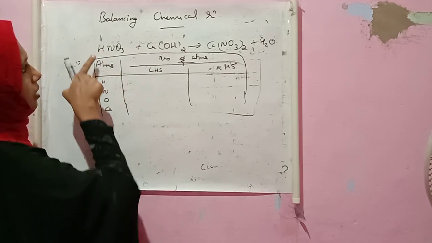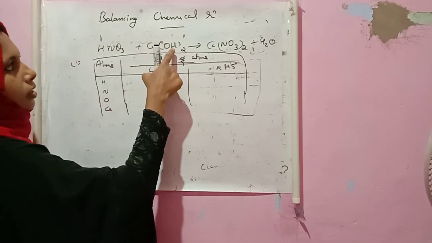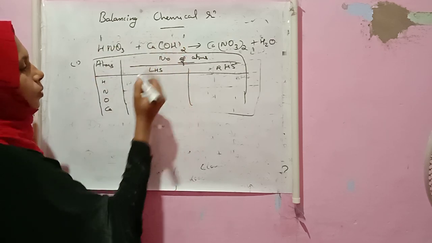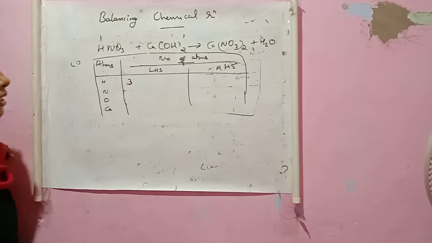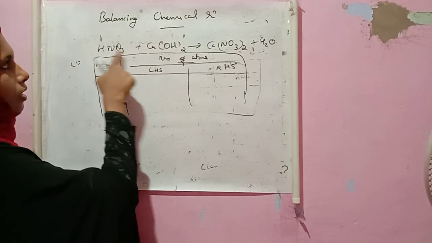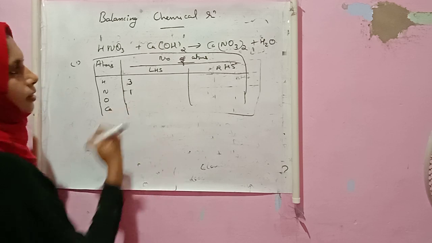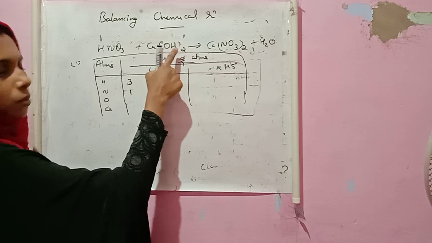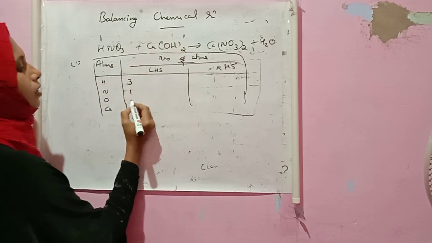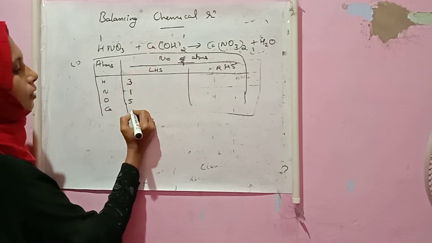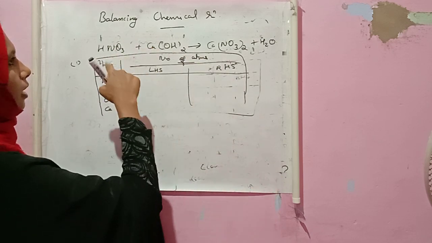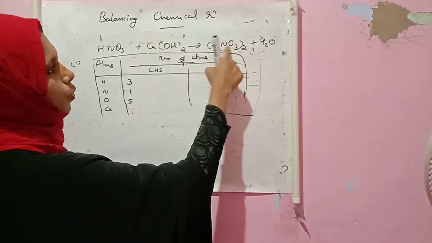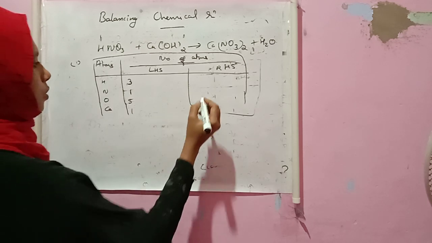On the LHS side, hydrogen is here 1 plus OH twice, means 2 into H, 2. 1 plus 2, 3. Hydrogen is 3 in LHS. Nitrogen here 1 and here not, so nitrogen is 1. Now next one, oxygen. Here 3 and here 2 into O. Okay, 3 plus 2, 5. Calcium here 1. Now moving to the RHS side, calcium is 1, nitrogen 2 into N, 2 nitrogen.